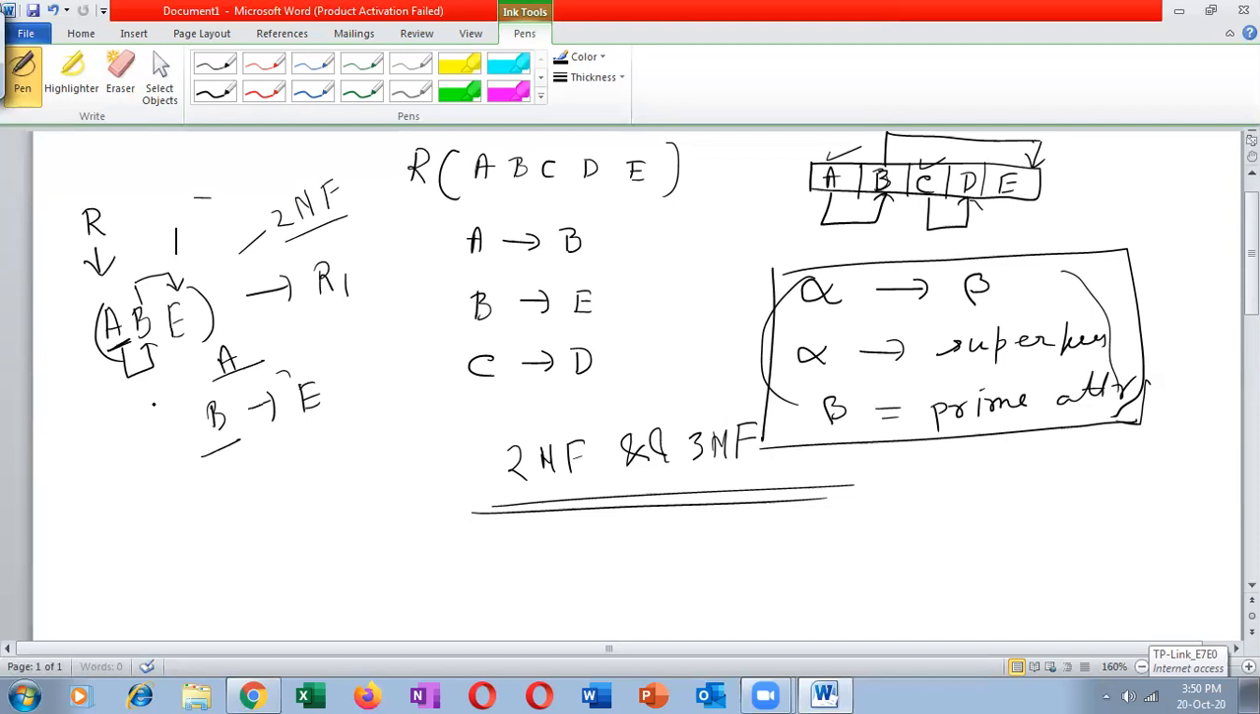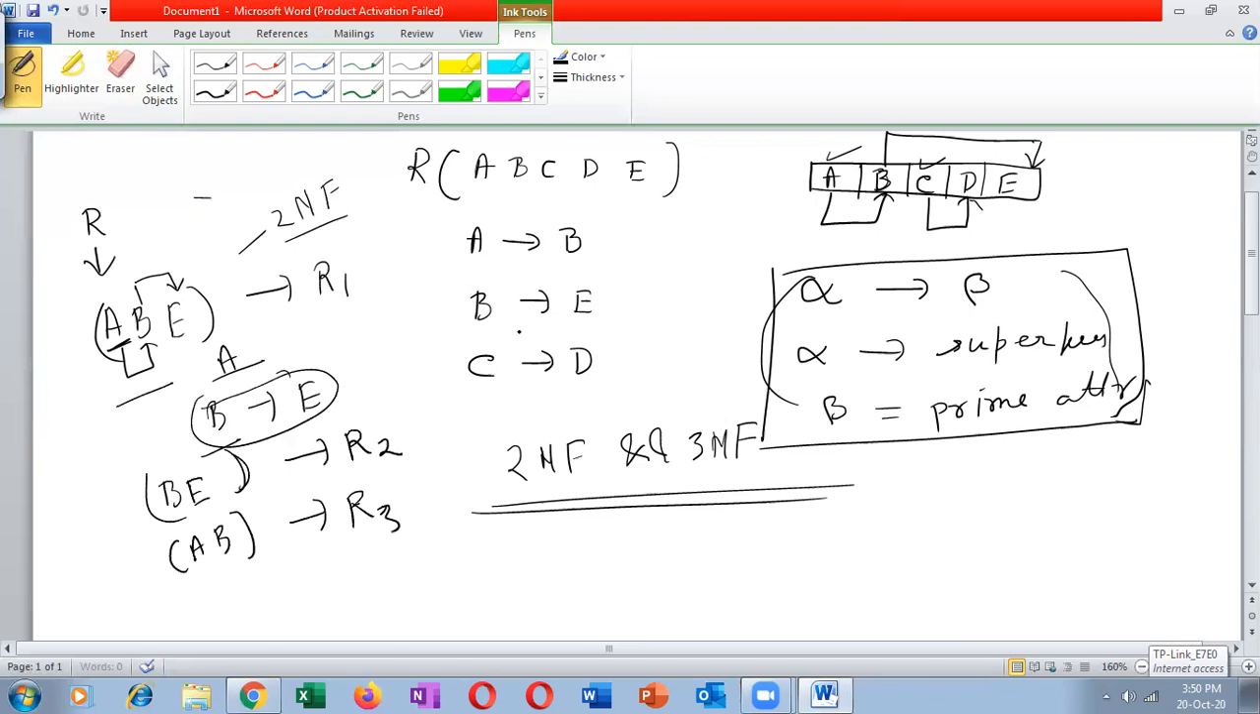So I have to again decompose this table. So which dependency is creating problem for me? This dependency, B to E, right? So keep B and E together. Okay, so suppose it is R2. And I have A actually left, so I will keep AB. It is R3. Okay, now so it is done. Now this C to D is left, right? So I will form another table CD. So here C is the key.